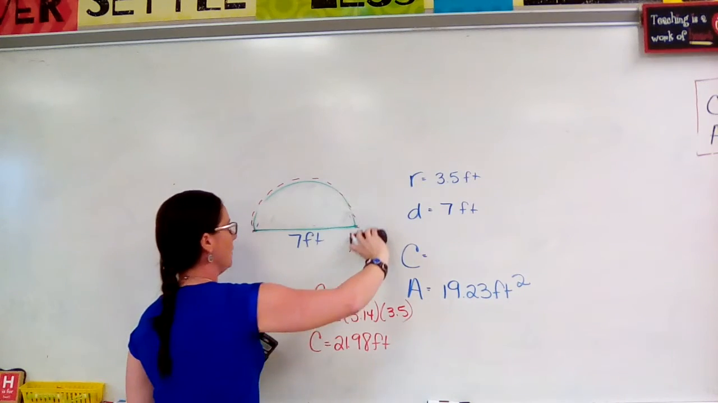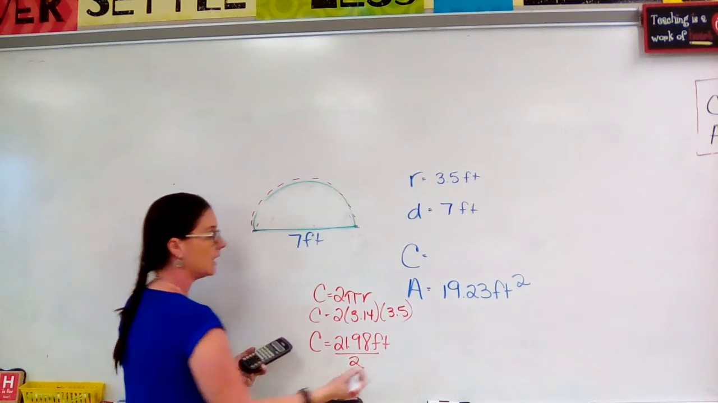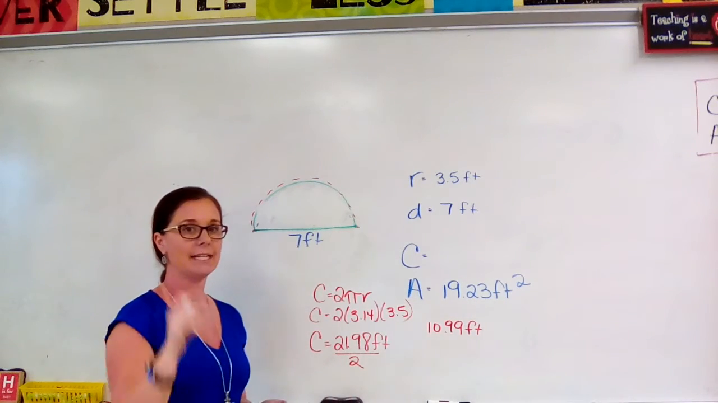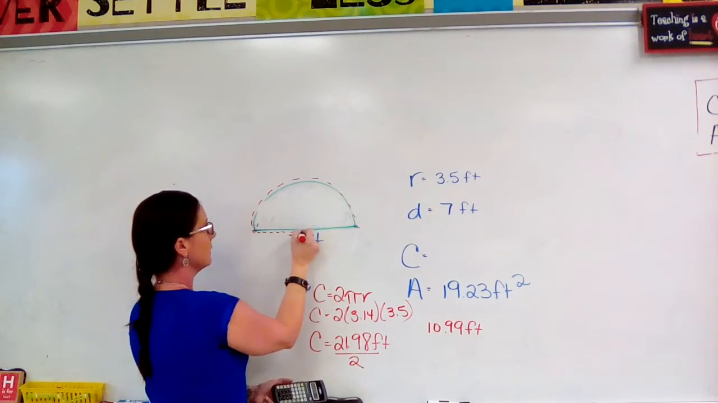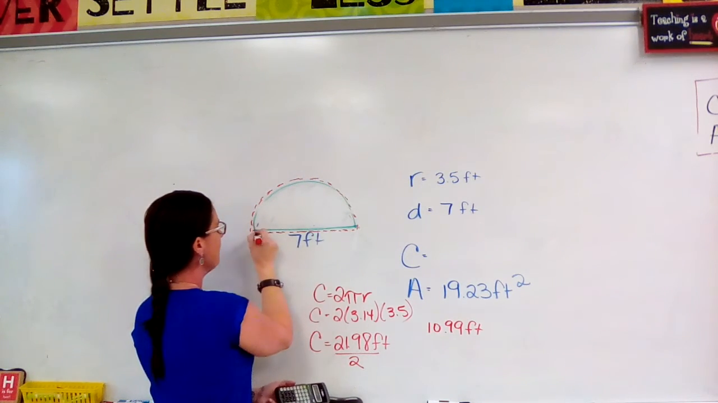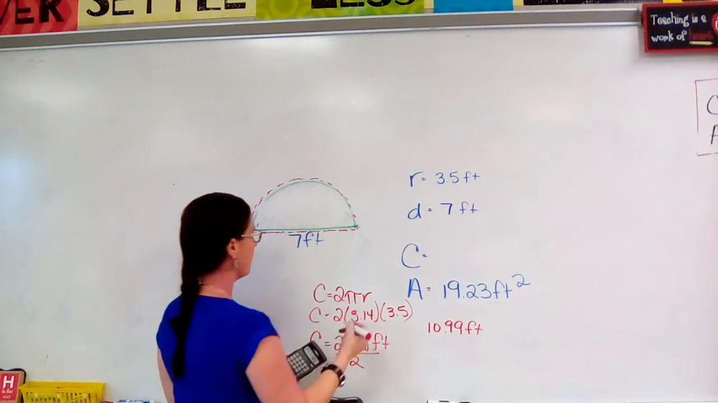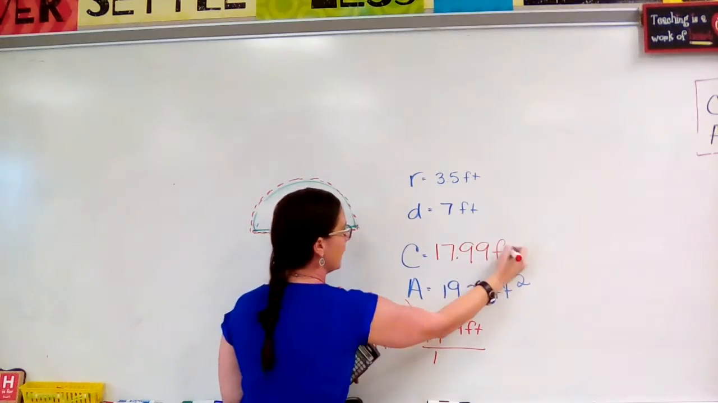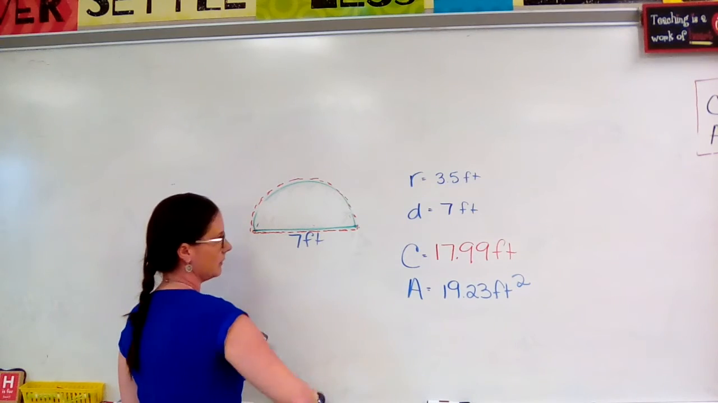I don't want an entire circle. I want half of a circle or a semicircle. So I will divide by 2 to get 10.99. This is where we have to add back in our diameter. If you notice, I'm only counting right now my dashed red line. I want to make sure that I'm including my entire perimeter or circumference of my semicircle. So I must add this 7 feet to what I already have for the arched part of my circle. So I need to add my 7 to this to get a total of 17.99 feet. And it's not going to be squared because we're just talking about perimeter or circumference.